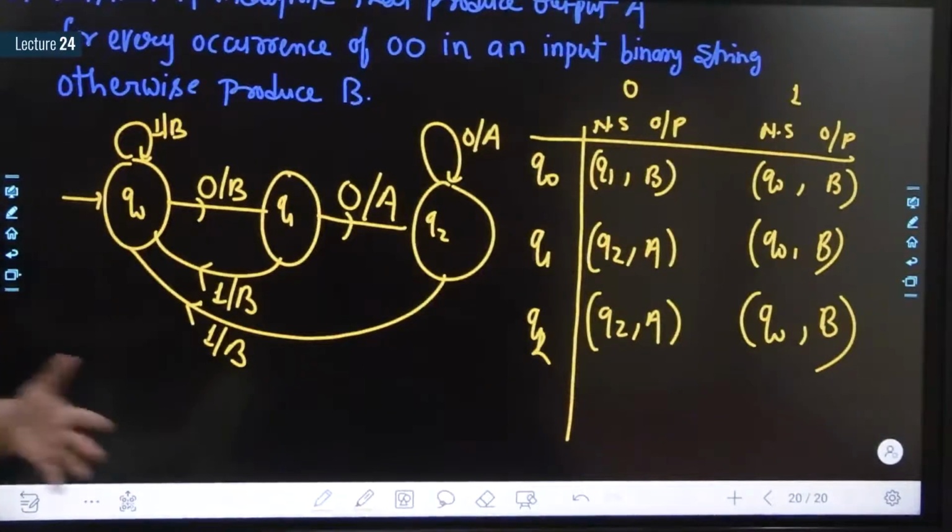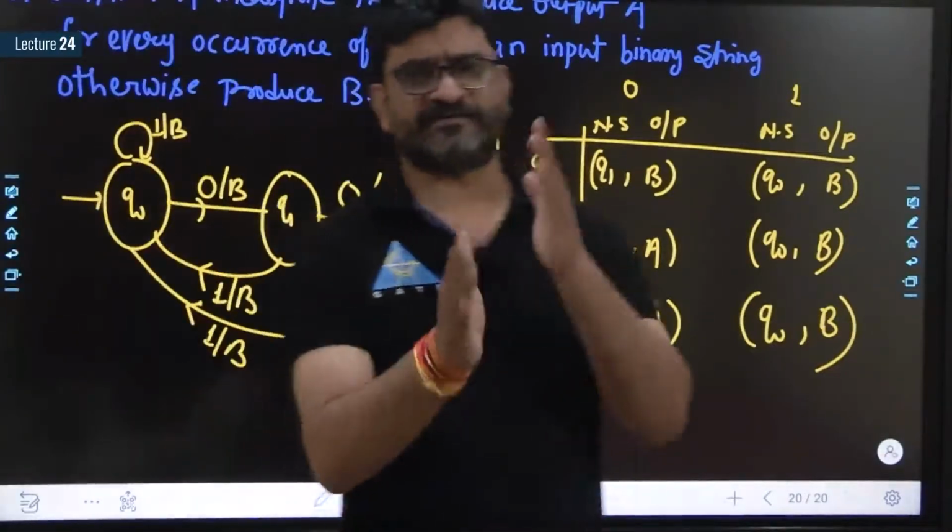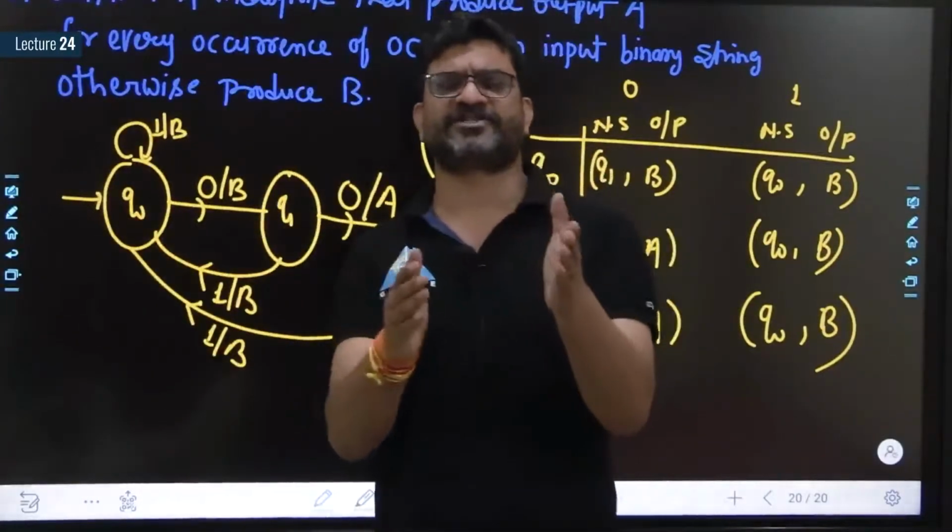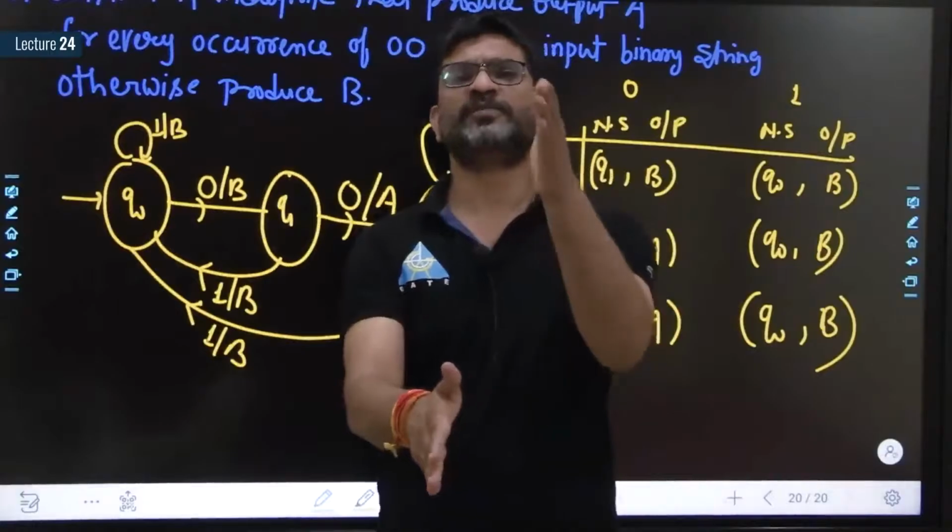This is the transition table for that. Clear? In the next video, we will see conversion of Moore machine to Mealy machine and Mealy machine to Moore machine.